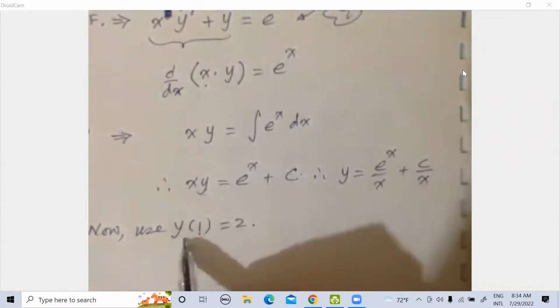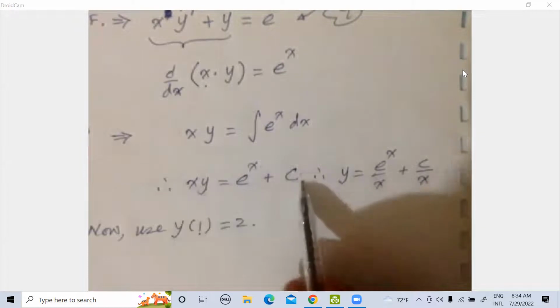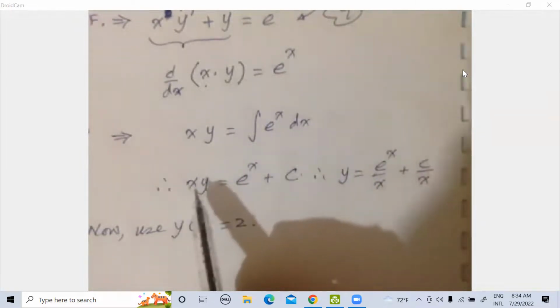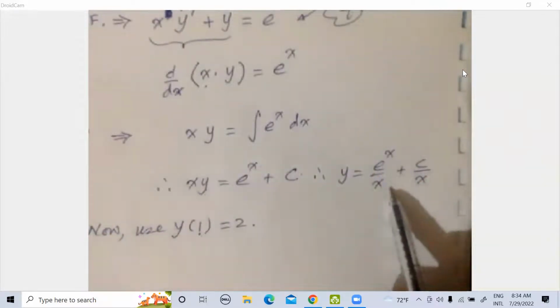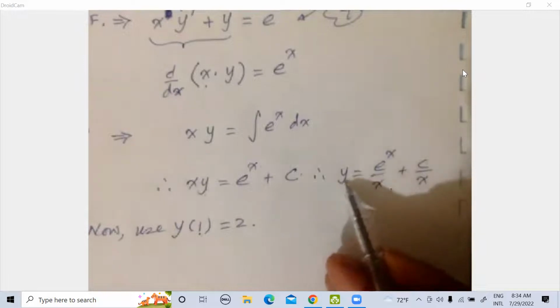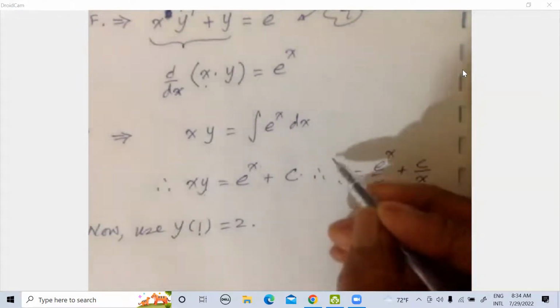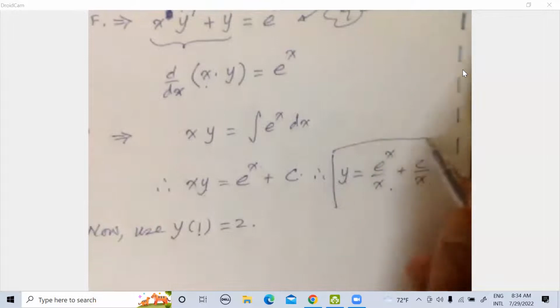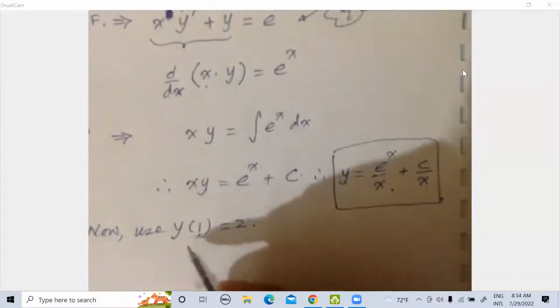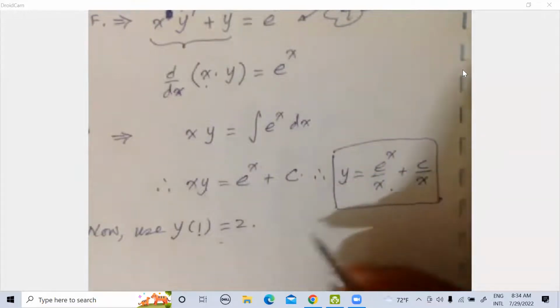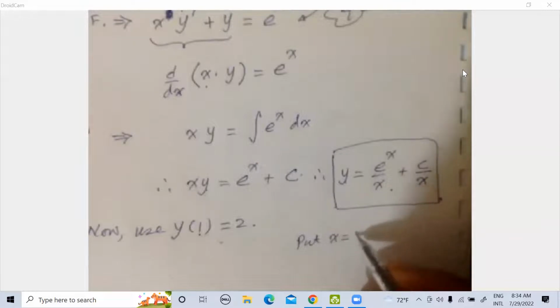Now we use y1 equals 2. You can use it on this also, it doesn't matter. You can find c, and after that divide by x to find y. Or do it here. So now use this. How do you use this? You now use this means put x equals 1 in this.